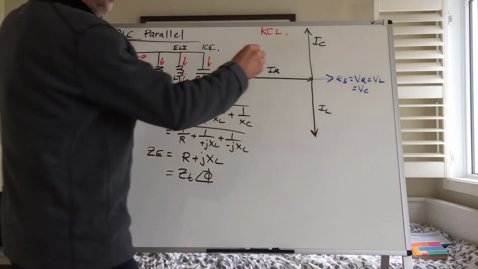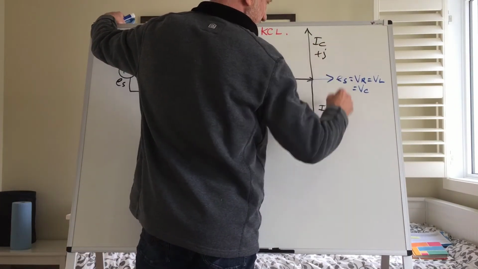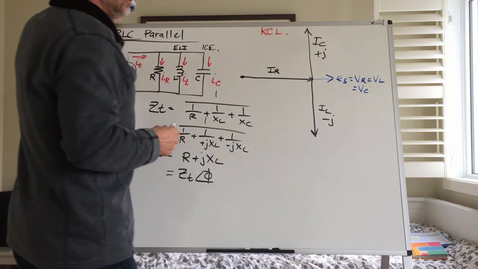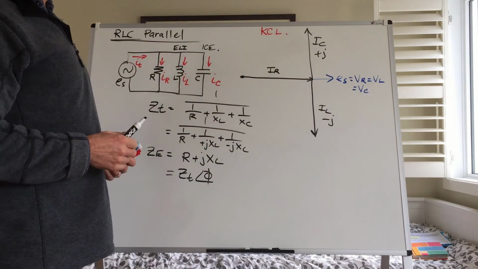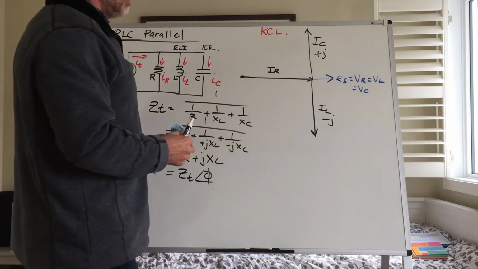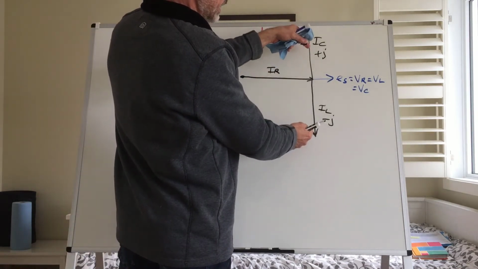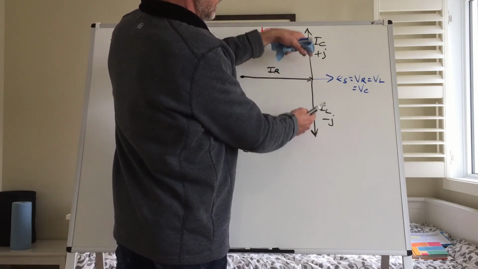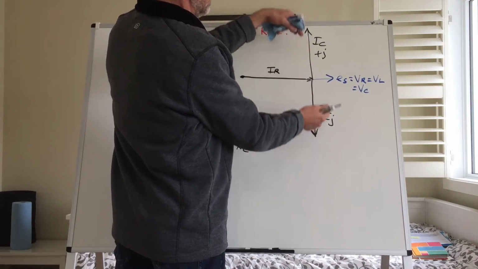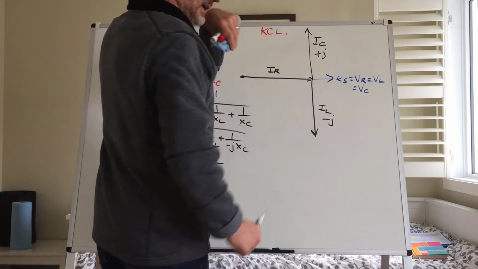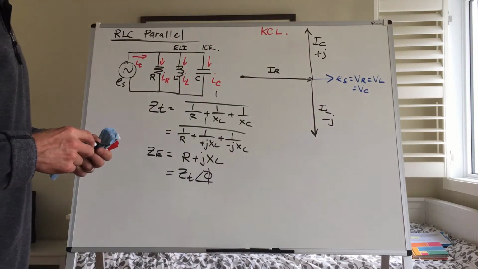Now you know, with this being a plus J value and this being a minus J value, that when we add the two together, and we know we're always adding currents in Kirchhoff's current law, if the minus J is greater than the plus J, you're going to have a primarily minus J component. If the plus J is greater than the minus J, you're going to have primarily a plus J component.